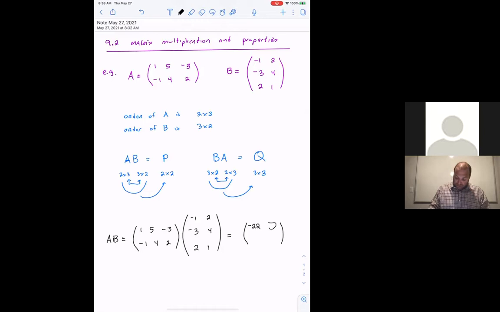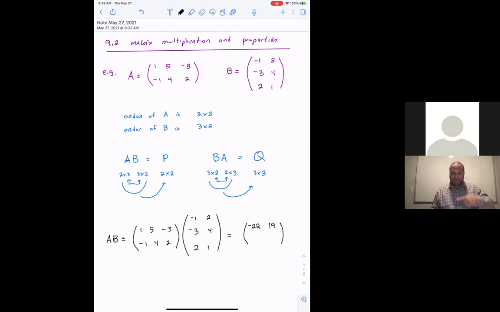When I go to the next entry, it's in the first row, second column. So I look at the first row and second column of my matrices. I even sometimes like to cover up the rest with my fingers. So all I see are the first row, 1, 5, -3, and the first column, 2, 4, 1. Multiply, multiply, multiply, and then add them. 1 times 2 is 2, 5 times 4 is 20, for a total of 22. -3 and 1 is -3, for a total of 19.